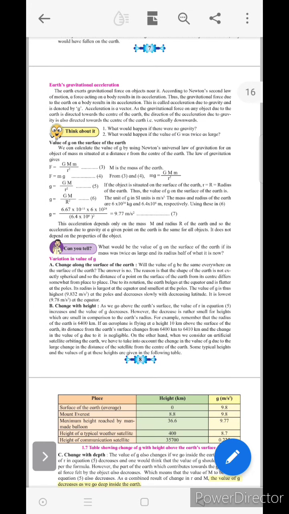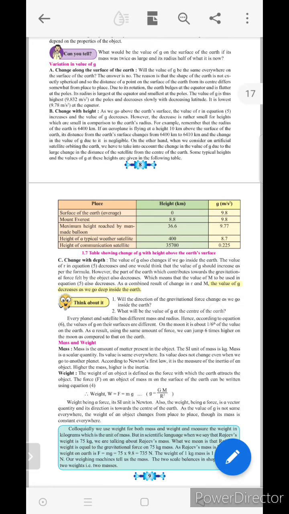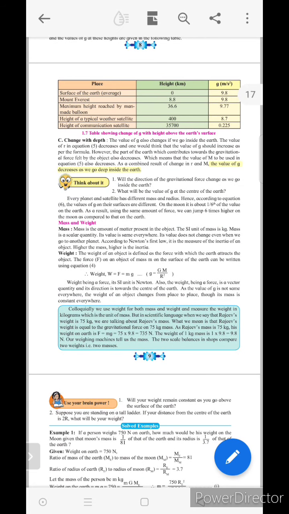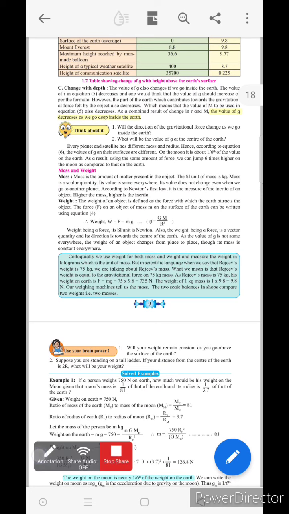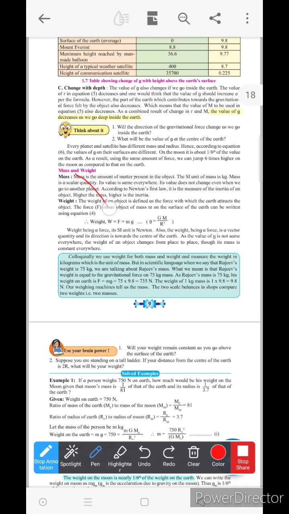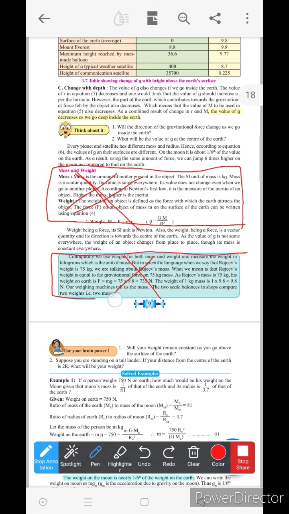Page number 8, there is no reduction. Page number 9, the topic Mass and Weight, this topic is removed. Okay, and again the green color box. So till that box you can mark, and the green color box, that much topic is removed.